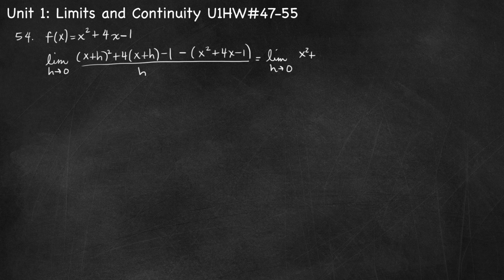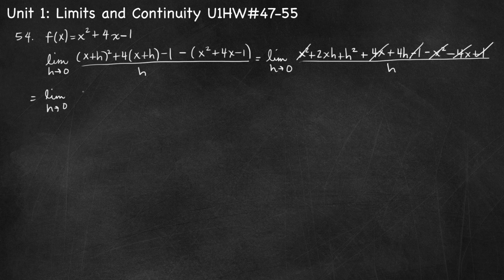So x squared plus 2xh plus h squared plus 4x plus 4h minus 1 minus x squared minus 4x plus 1. All of that over h. And we can cancel out x squared and what else? 4x and this 1. So this gives us the limit as h approaches 0. In the numerator, we are left with 2xh plus h squared plus 4h all over h.